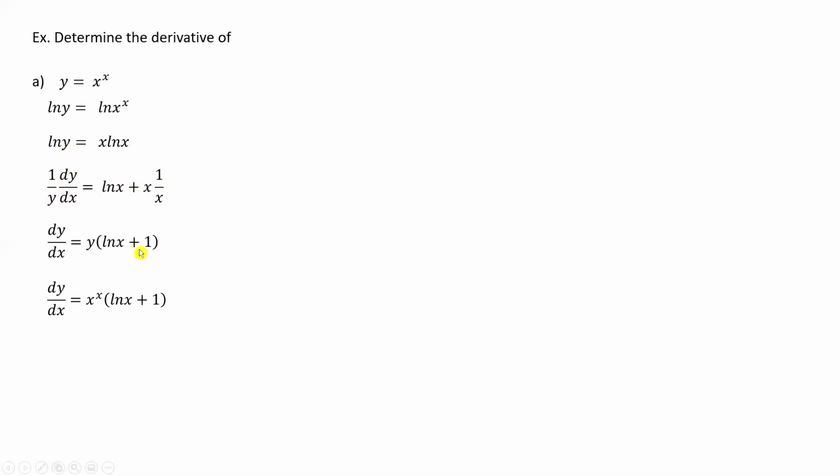x times 1 over x simplifies to 1. Multiply both sides of the equation by y. That will bring the y to this side. And replace the y with x to the x. So how do you know when to do this? Anytime you see variable to variable.